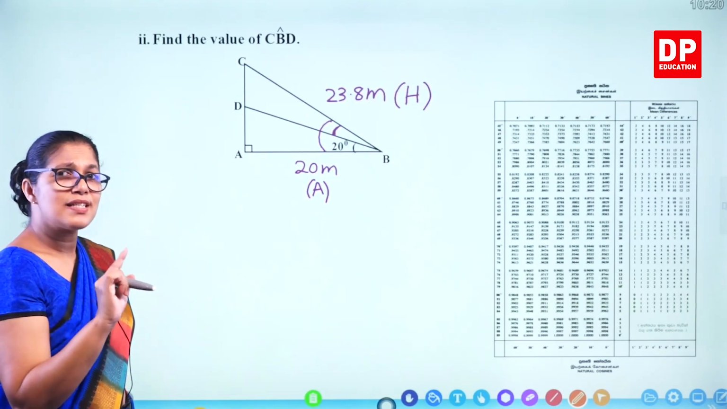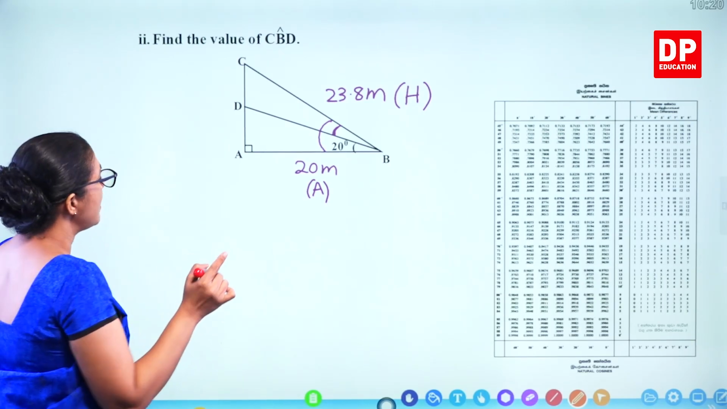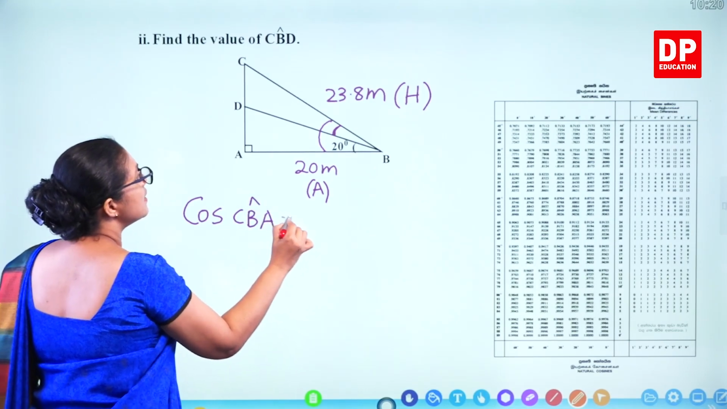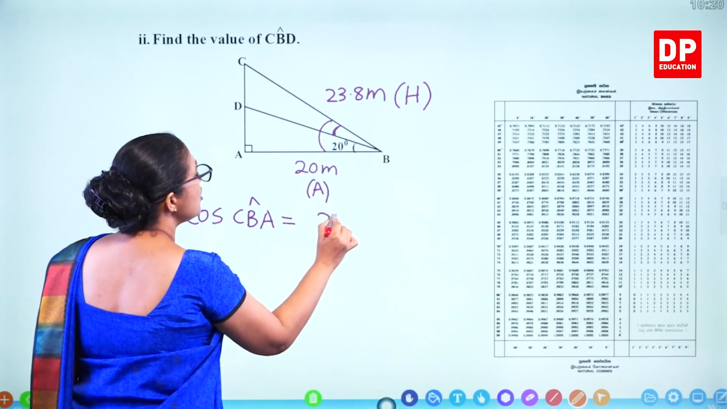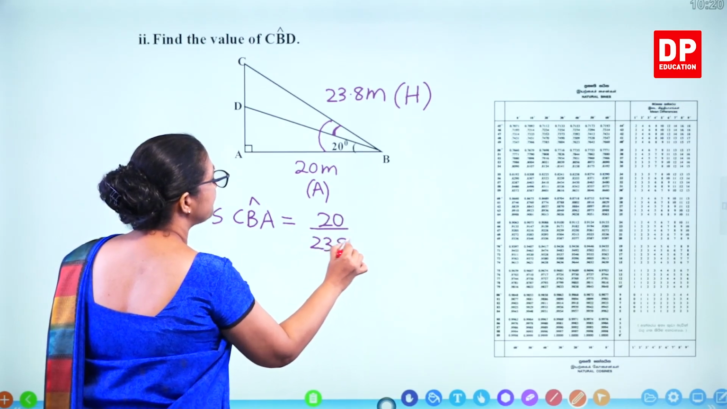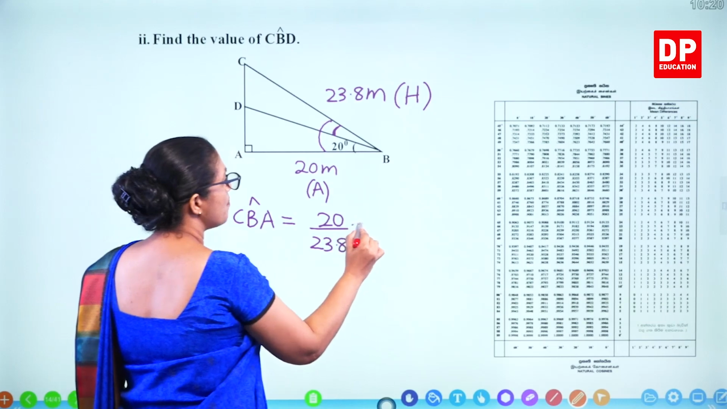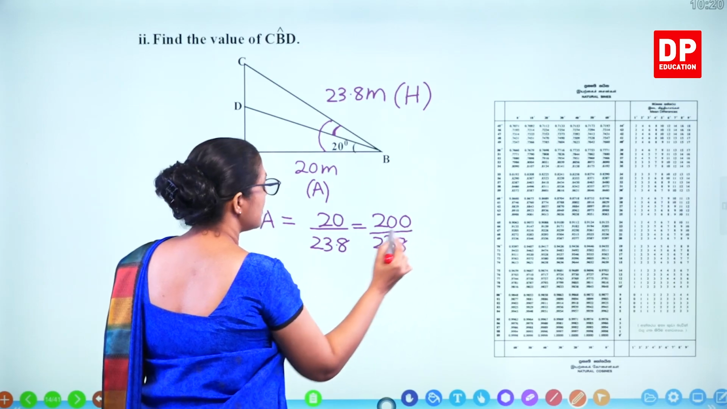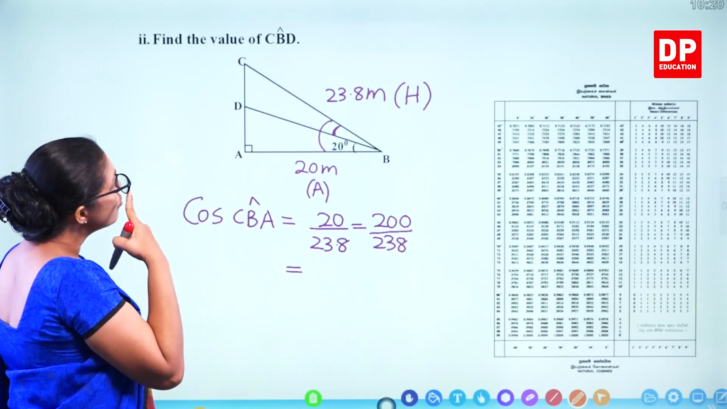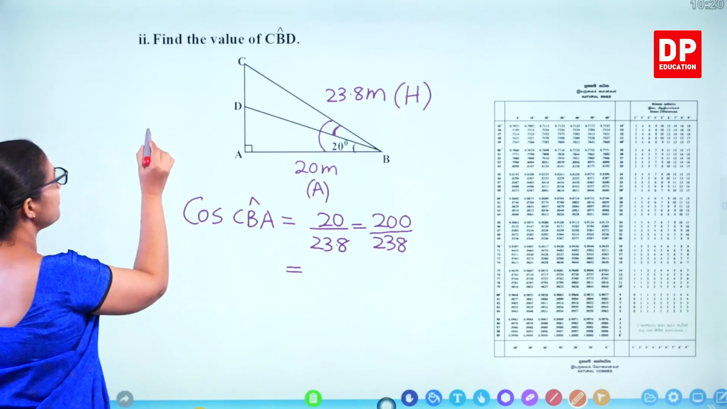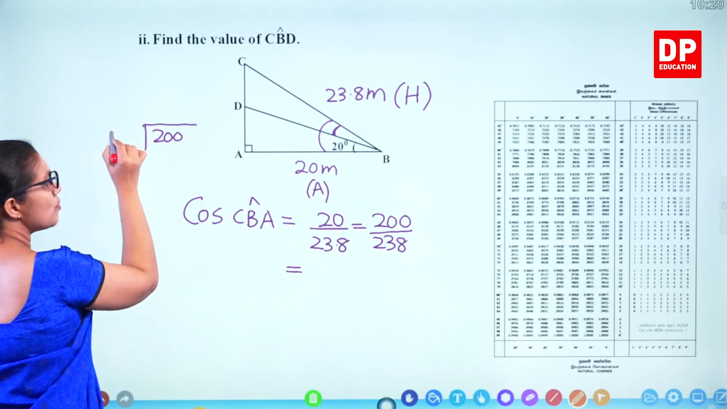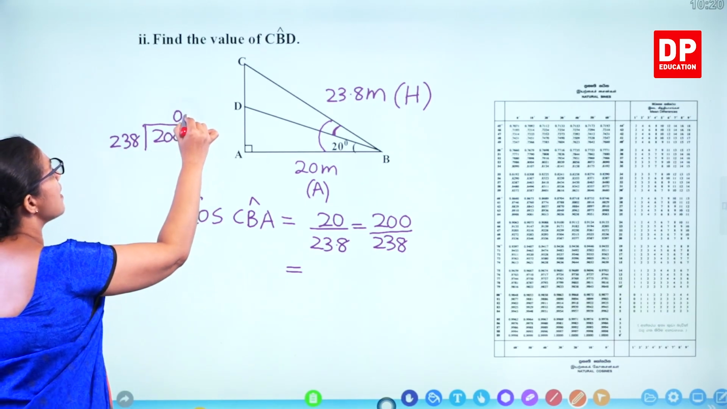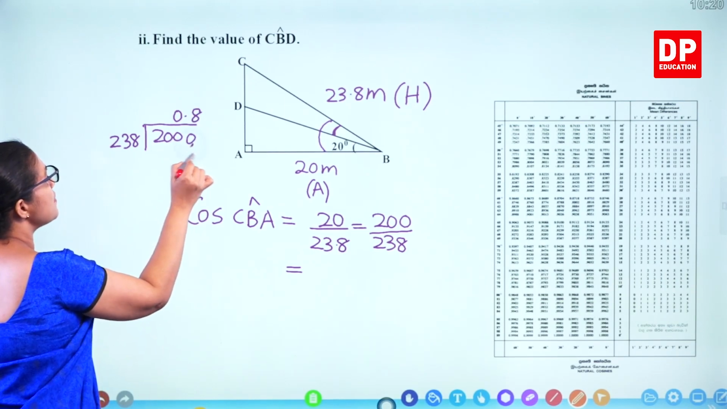So what's adjacent and hypotenuse? Cosine, or cos ratio. Cos of CBA angle is 20 over 23.8. How do you get rid of this point? You multiply by 10, 200 over 238. So what's the value? You can use long division and find out. 200 divided by 238. This is like 8. 8 times 8, 24.